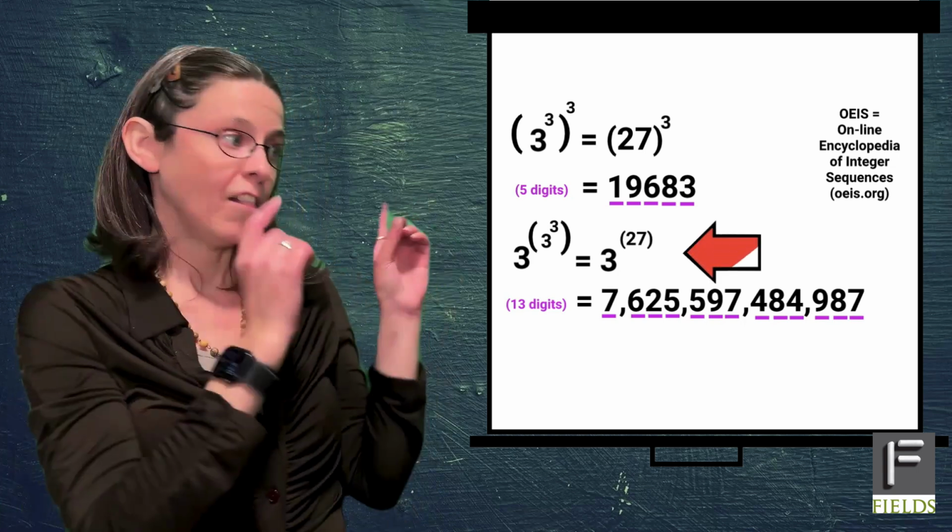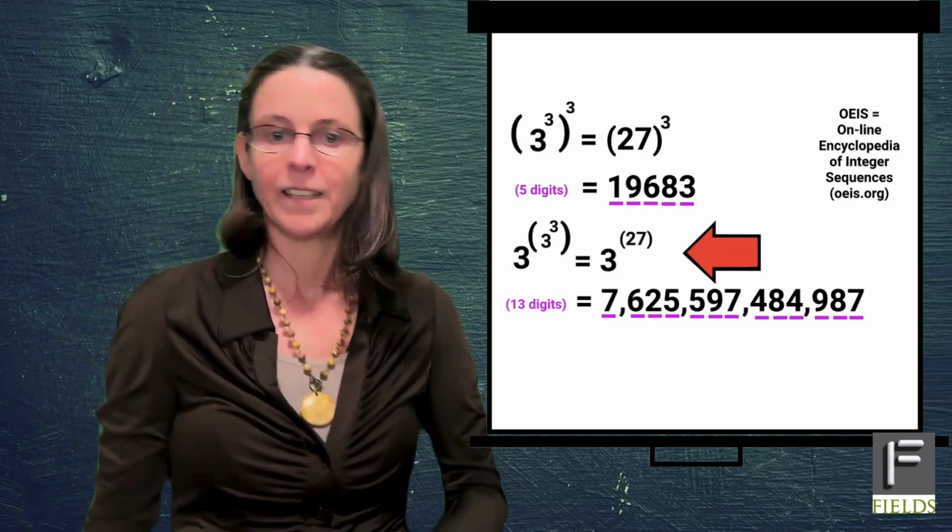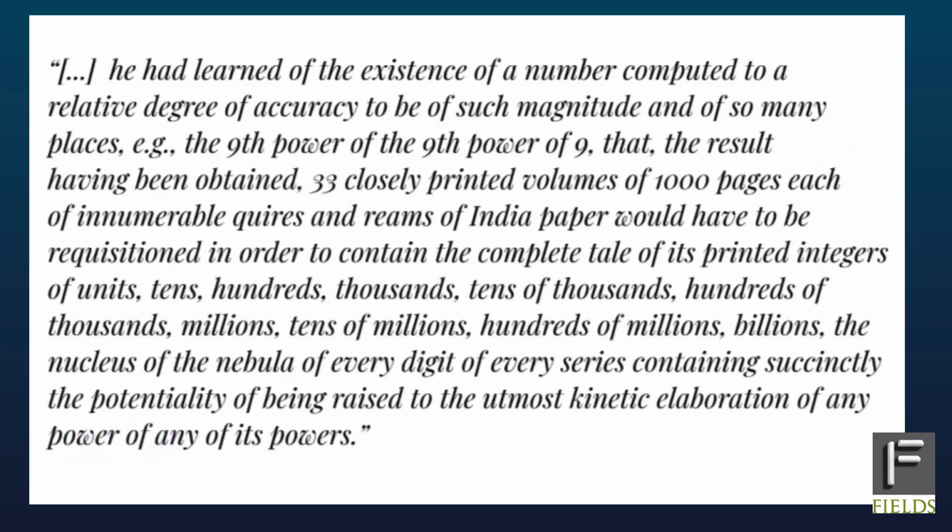The OEIS uses this definition to create the Joyce sequence, which is based off of the section in Ulysses where Joyce writes, "he had learned of the existence of a number computed to a relative degree of accuracy to be of such magnitude and of so many places, e.g. the 9th power of the 9th power of 9, that the result having been obtained, 33 closely printed volumes of 1,000 pages each of innumerable quires and reams of India paper would have to be requisitioned in order to contain the complete tale of its printed integers of units, tens, hundreds, thousands, tens of thousands, hundreds of thousands, millions, tens of millions, hundreds of millions, billions, the nucleus of the nebula of every digit of every series, containing succinctly the potentiality of being raised to the utmost kinetic elaboration of any power of any of its powers." Phew!